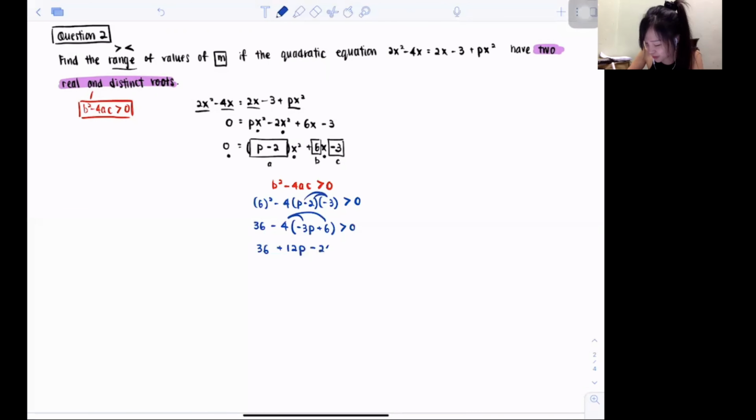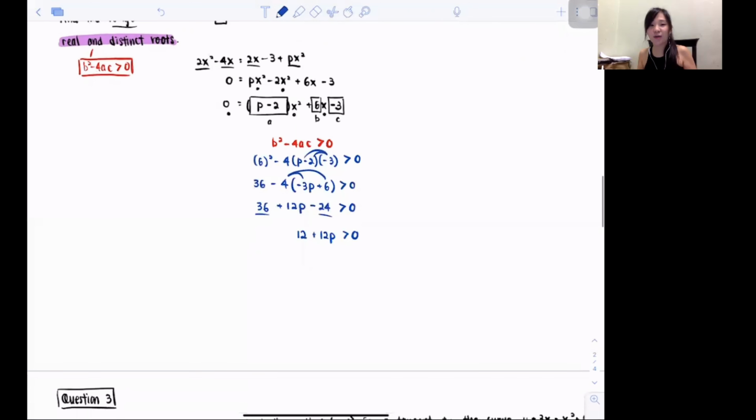So negative 24, bigger than 0. Number and number can combine together. 36 minus 24 is 12, plus 12p, bigger than 0. So now, to get your p answer, it's not a problem. So 12p plus 12, move it over, minus 12. So what is my p answer? Times 12, move it over, divide by 12. Don't tell me, teacher, why you didn't change the sign. Why do I need to change my sign? This is a positive. Positive, move it over, times, divide, no need to change sign.